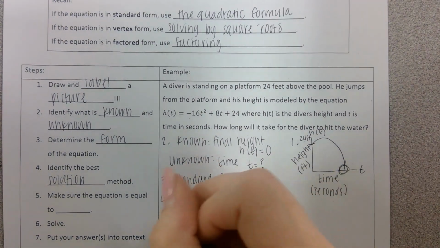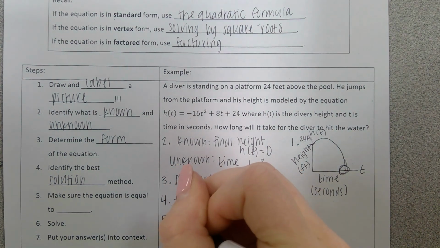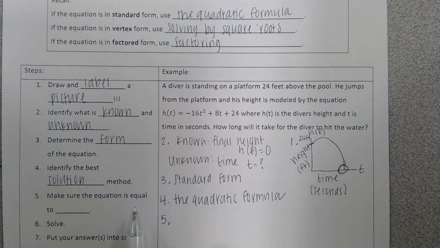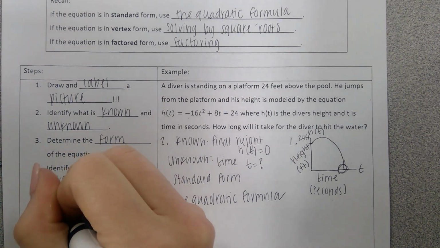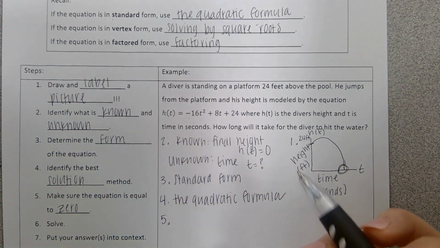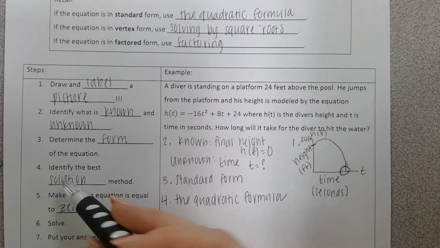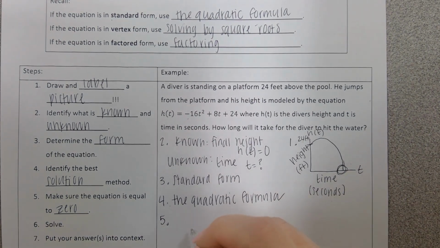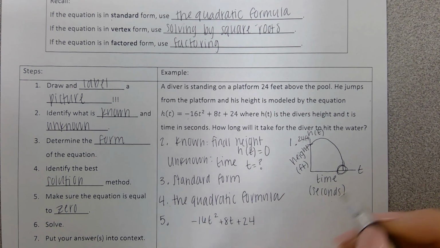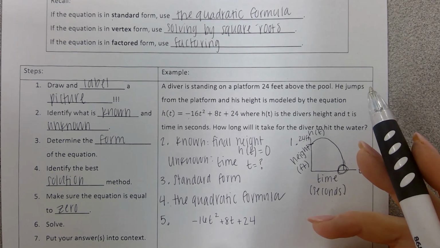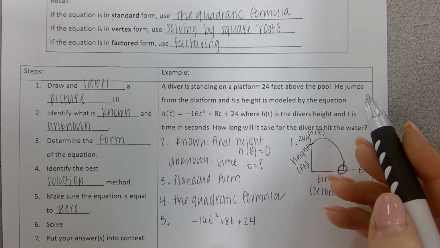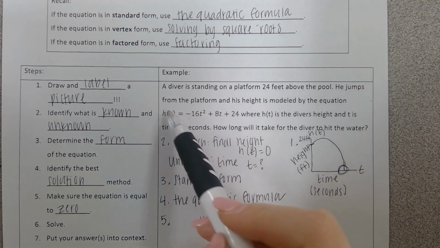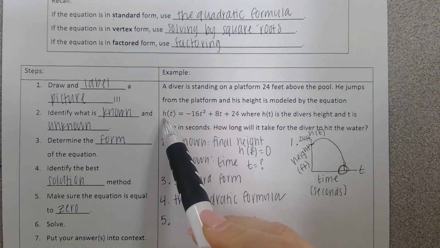All right, my 5th step, when we're solving, we always want our equation to be equal to 0. It's no different when we're doing contextual problems. We still want it set equal to 0. So let's look and see. I have my equation, my negative 16t squared plus 8t plus 24. I want it set equal to 0, but I can't just automatically set it equal to 0. What I have up here is my h of t, my final height.